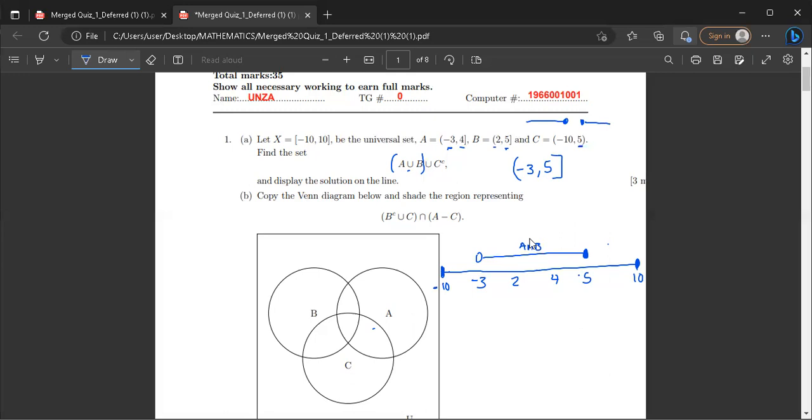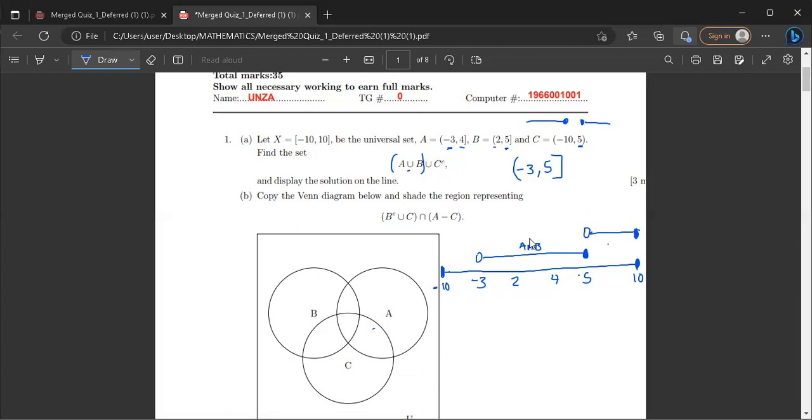Then our C complement, please draw it on top. Don't draw it in the same horizontal line. So draw it on top at least. So our C complement, we're going to say 5 not included, all the way to where the universal set will say stop, which is right here, 10. So it's going to be what? It's 10 included, because the universal set is showing included.